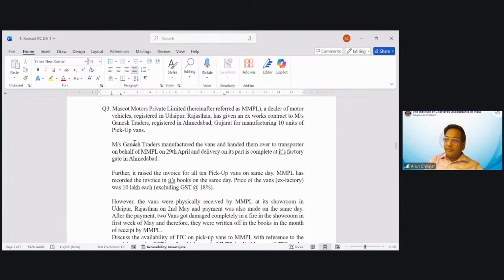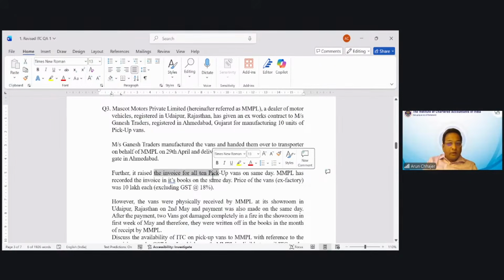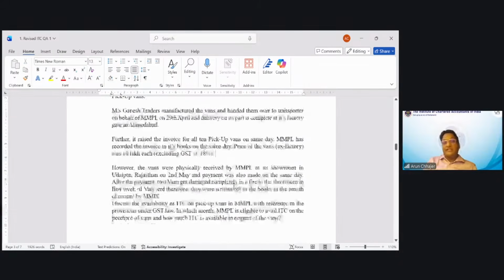Messrs. Ganesh Trader manufactured the van and handed it over to the transporter on behalf of MMPL on 29th April, and delivery on its part is complete at the factory gate in Ahmedabad. It raised the invoice for all 10 pickup vans on the same day, मतलब 29th April को. MMPL has recorded the invoice in its books on the same day.